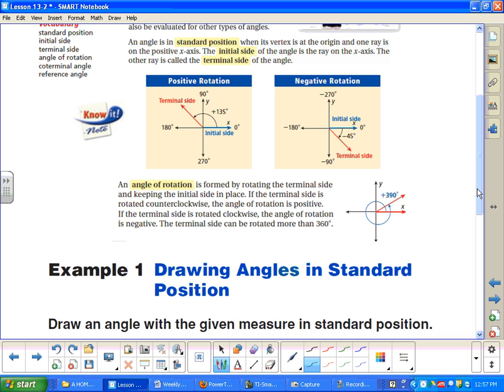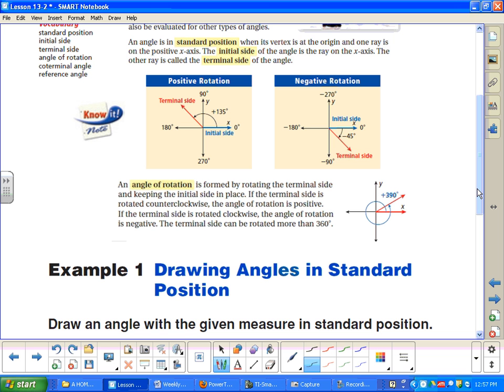An angle of rotation is formed by rotating the terminal side and keeping the initial side in place. If the terminal side is rotated counterclockwise, it's positive. Clockwise, it's negative. Okay? Right here they show us an example of an angle that is a positive 390 degrees. You'll notice that it's gone around more than once. Okay? Goes around one full revolution plus another 30 degrees because 390 is 30 more than 360.